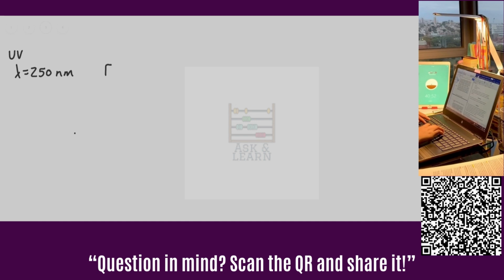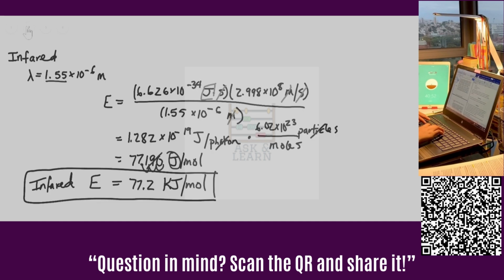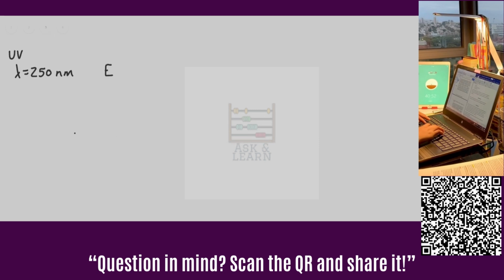We can use this exact same equation that we've come up with already, this nice box that we've figured out, and transfer it over here. So 6.626 times 10 to the negative 34 joule seconds, and 2.998 times 10 to the 8 meters per second.